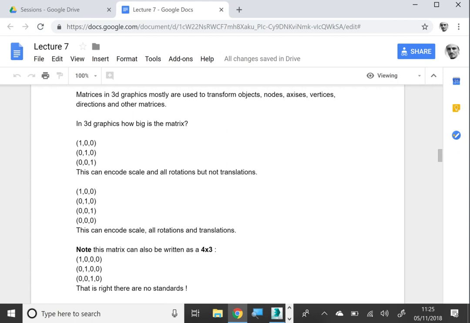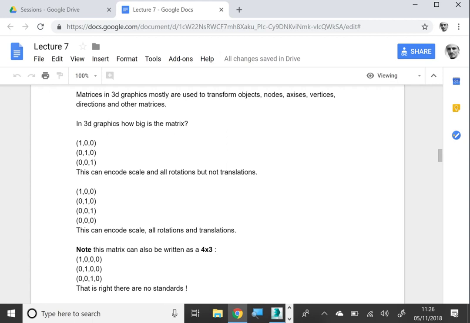In 3D graphics, how big is the matrix? Well, straight away we think it's 3D, so therefore we should have a 3D matrix. So we have our X and our Y and our Z. We can encode scale, and we can encode all of the rotations, but we cannot encode any of the translations. And that's because translations theoretically are in another dimension, so the next dimension up. So we need to encode the translations. So we need to put another row into our matrix. So now we can encode scale, all rotations and translations. So we're happy.